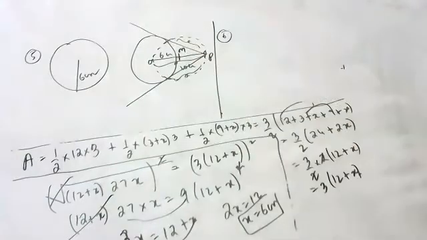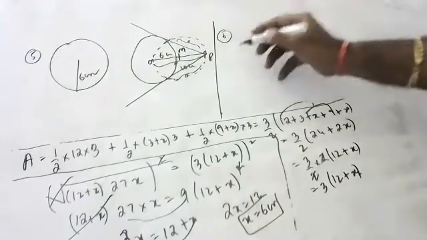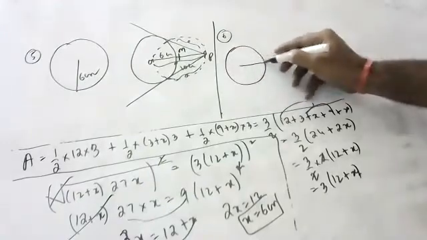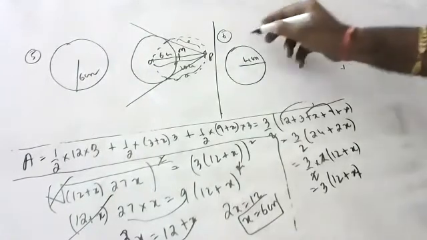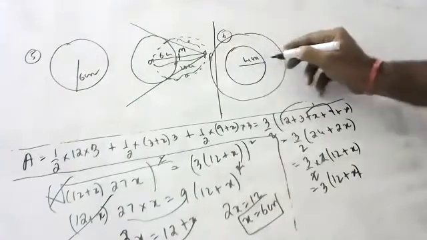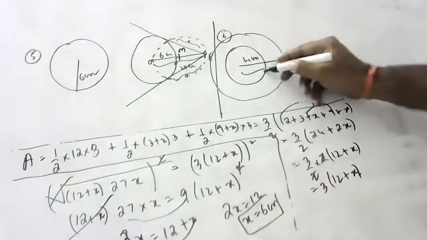So drawing a pair of tangents is very easy, children. Construct a tangent to a circle of radius 4 centimeters. There is a 4 centimeter line from the point of a concentric circle. Another circle is there of 6 centimeters.